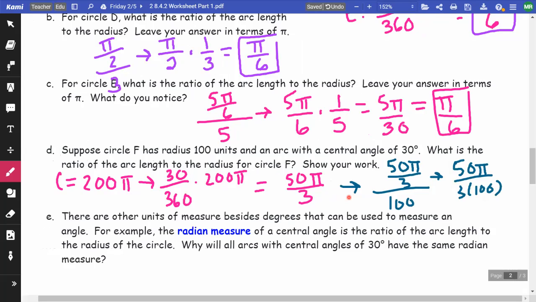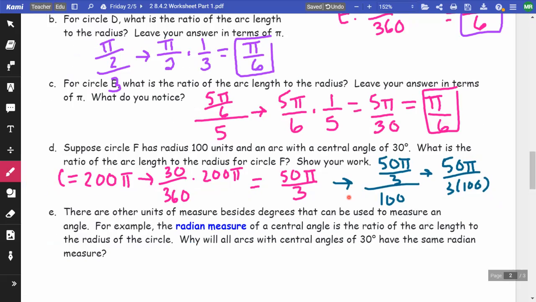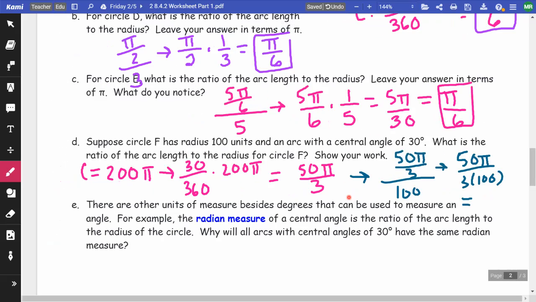And so when I reduce this, 50 over 300, if I put it in my calculator, is going to reduce to pi over 6. Again, every single time I ended up with pi over 6. Now you have to remember that circles are similar. So every one of these ratios, no matter how big or small I make it, is going to reduce down to the same thing every single time, okay?